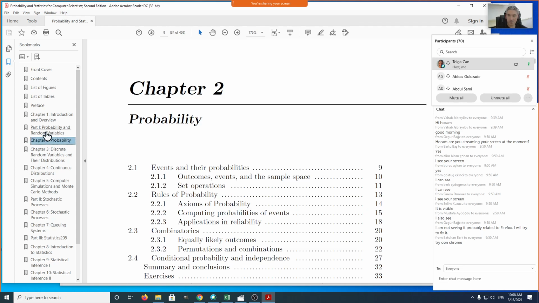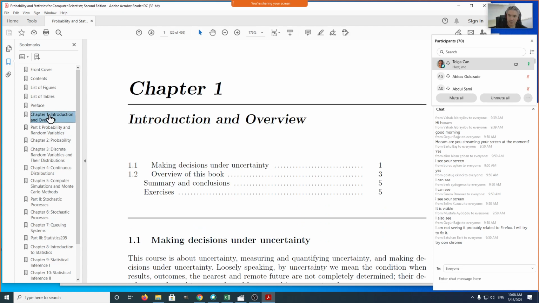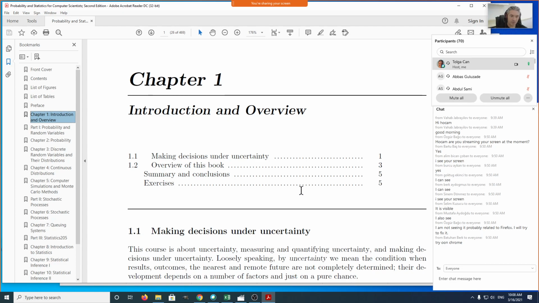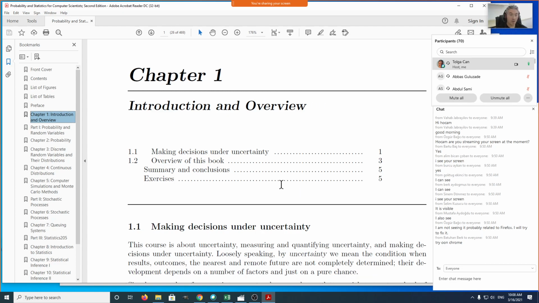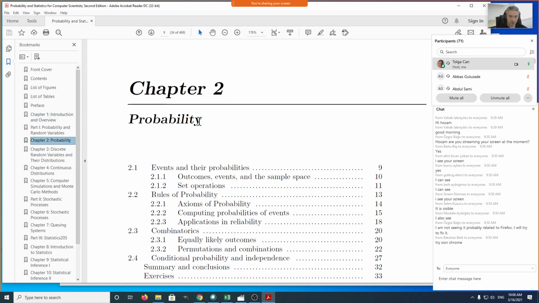Chapter 1 is just an intro overview. It's just talking about why we study probability, uncertainty of events in general. So it's just an introductory chapter to the entire book. So we're not going to cover it in class, but we'll start with chapter 2 with probability.